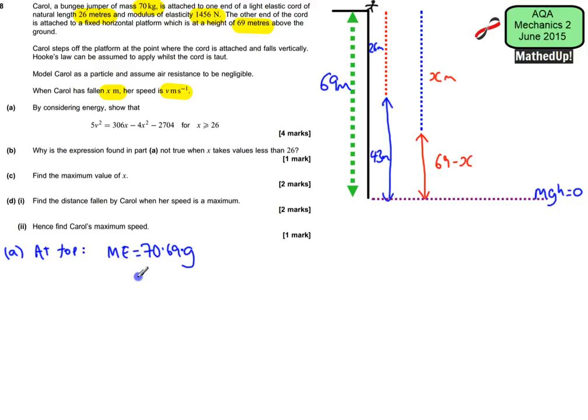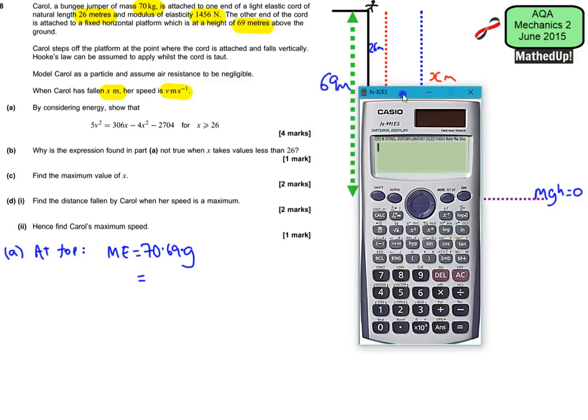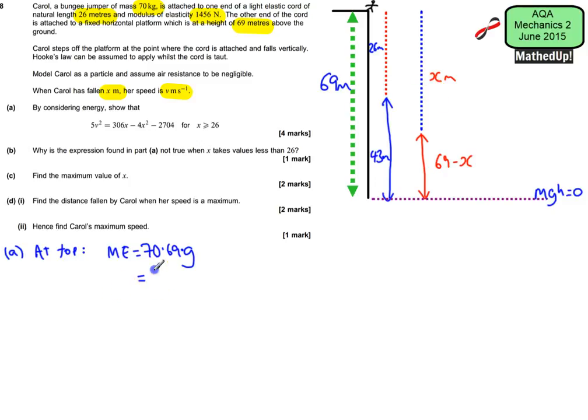So at the top, my mechanical energy is 70 times 69, which is 4,830 g. Okay, that's what we've got at the top. Now, because we know that Carol has fallen x meters, we're going to find out how much energy we've got at this particular point.